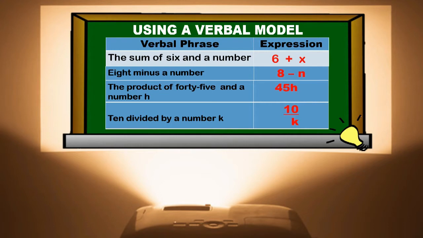First, the sum of 6 and a number, you are going to write as 6 plus x. Next, 8 minus a number, 8 minus n. The product of 45 and a number h, you are going to translate as 45h, or that is 45 times h. And then the last one, 10 divided by a number k, that is 10 over k, or 10 divided by k. So that's it, class, on how you are going to translate a verbal phrase into an expression.